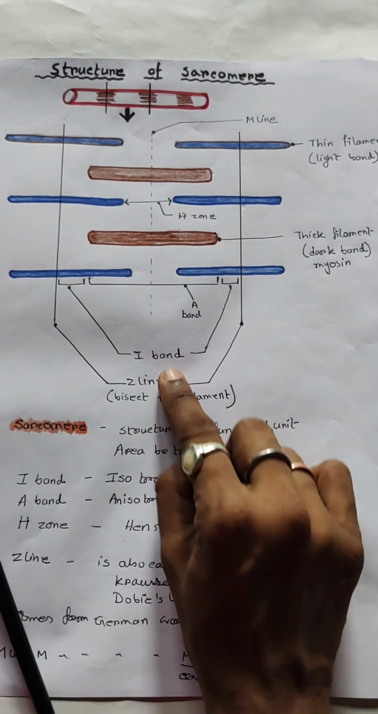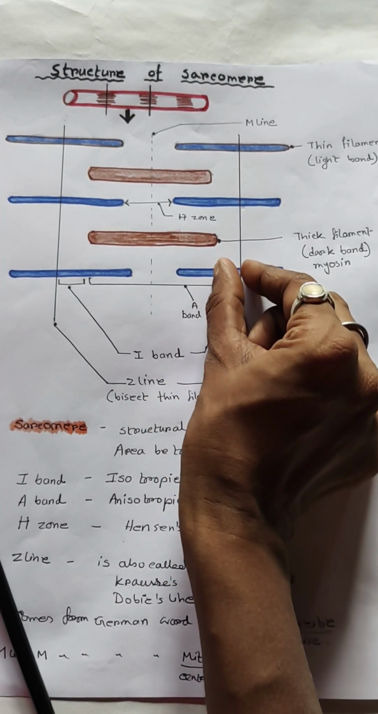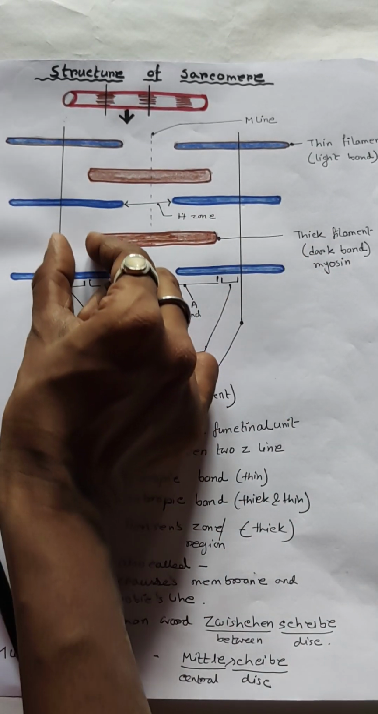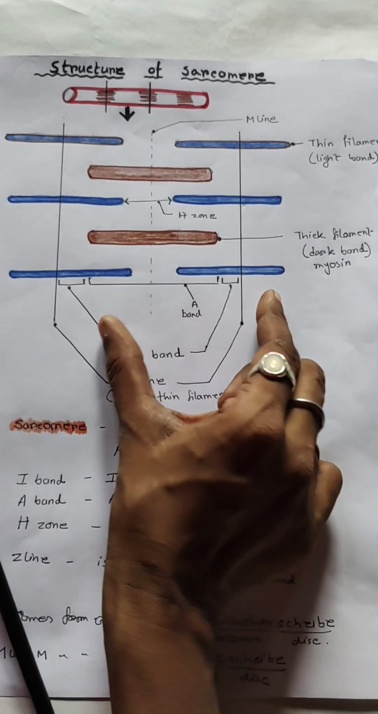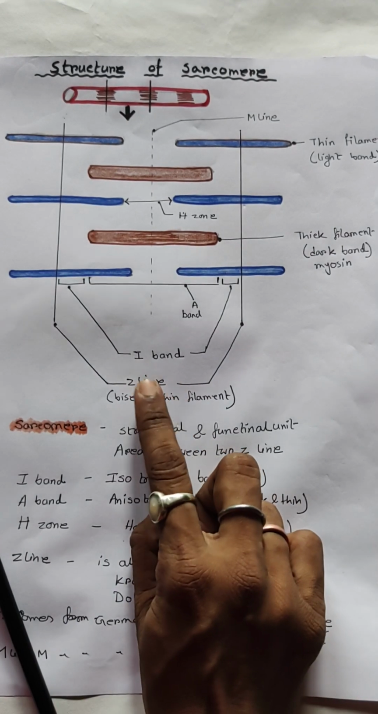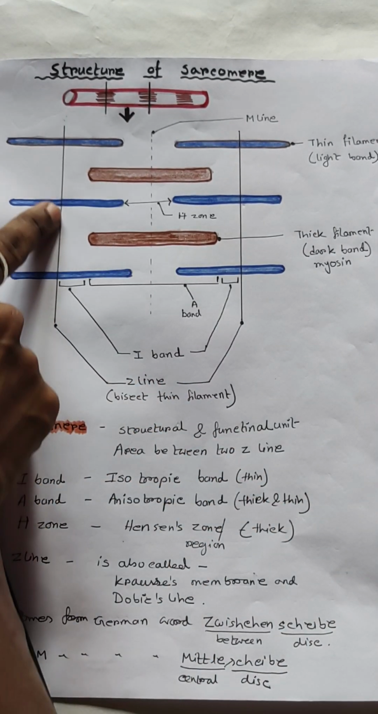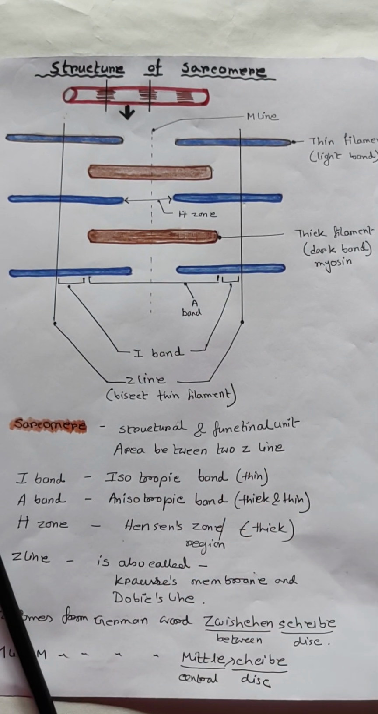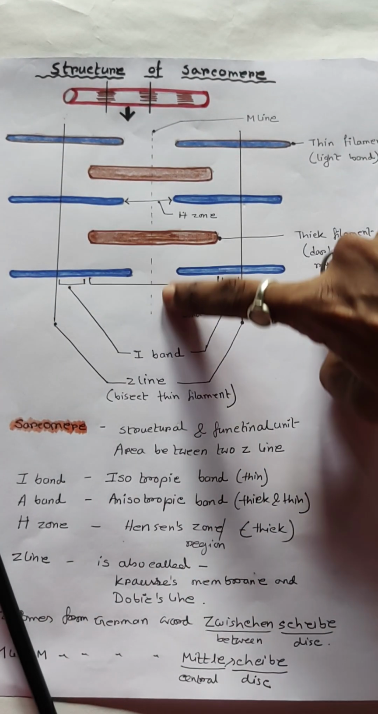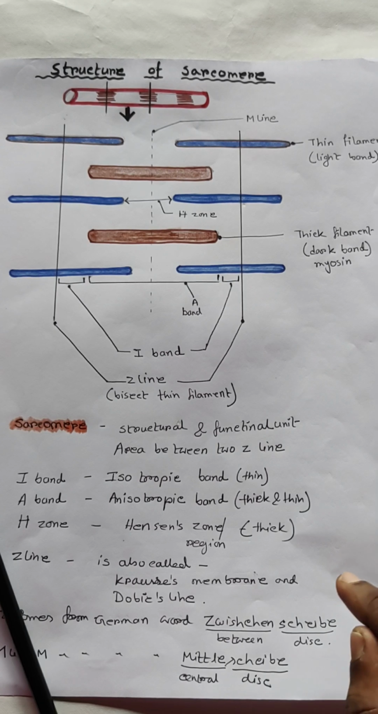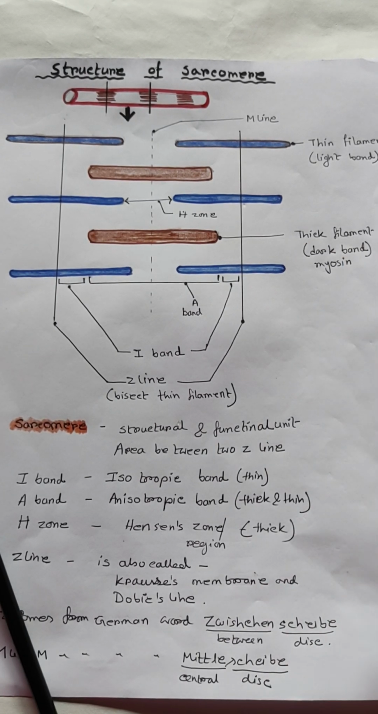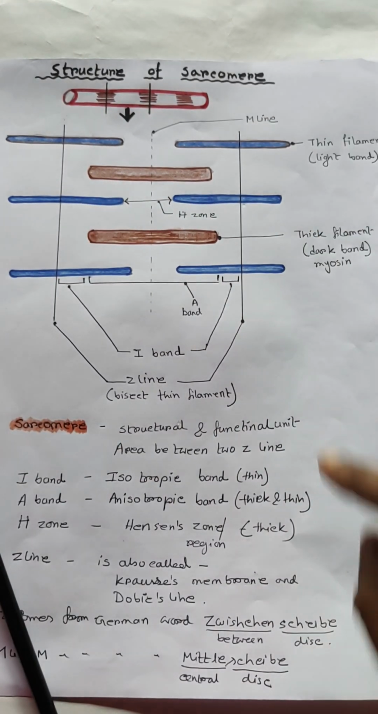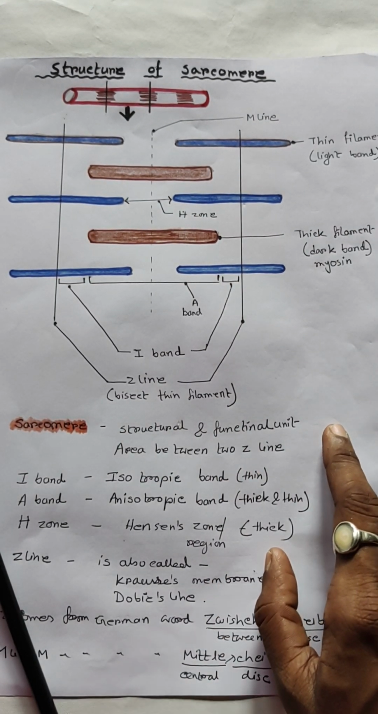The I band is this portion. Here only thin filaments are there. Only thin filaments, this portion. This is the I band. And the Z line is the line that crosses at the half of the thin filament. And the M line passes through the middle portion of the thick filament. So these are the different bands and lines; the Z line bisects the thin filament.